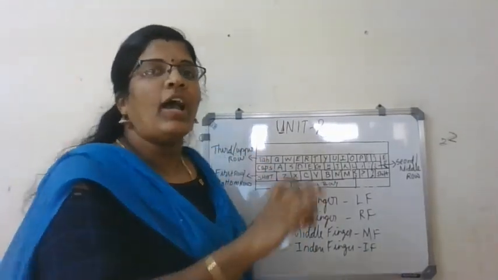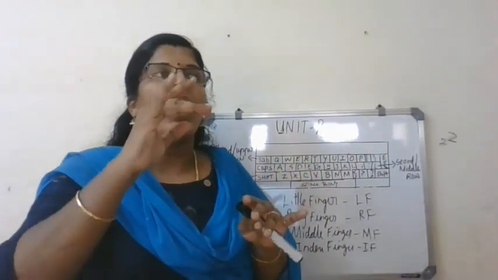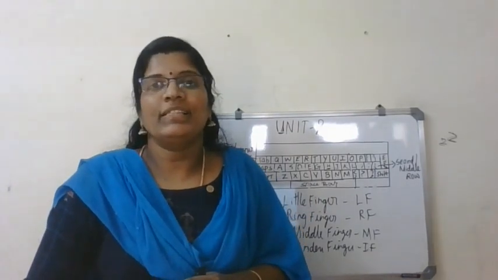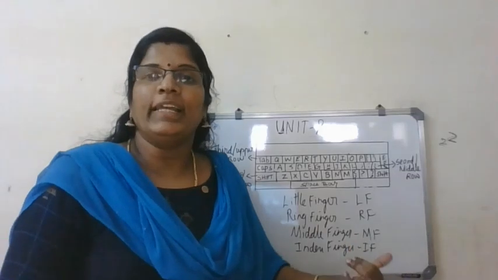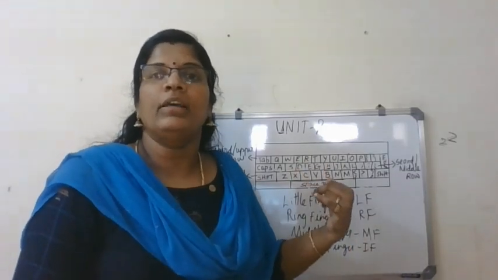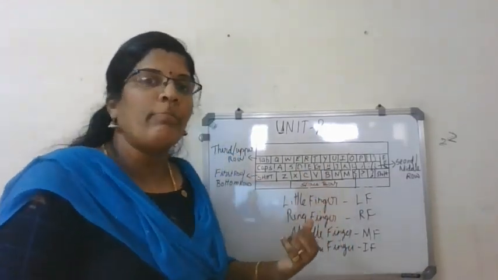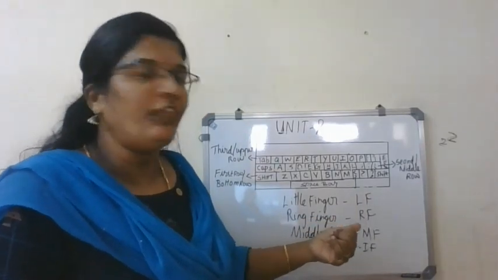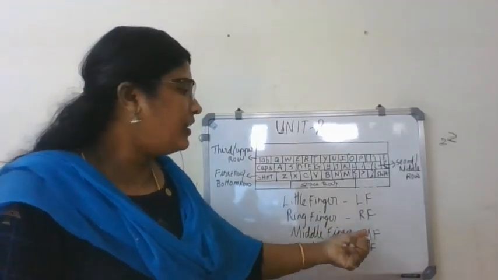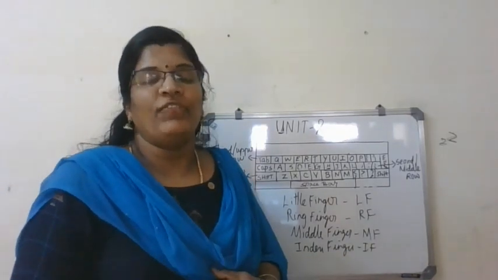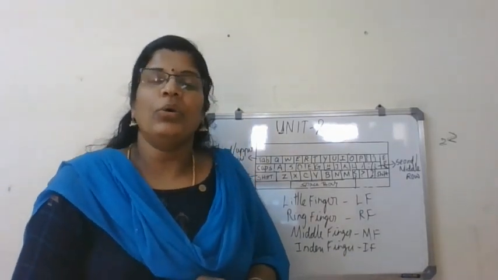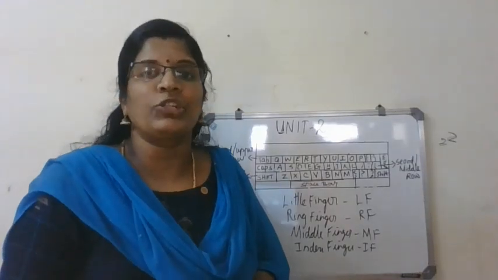Okay. So you have to use the home keys. Go up and down. You have to use it. Is it clear? So I will be using all these shortcut keys while teaching how to use the keys. So just remember that LF means little finger, RF ring finger, MF middle finger, IF index finger. Clear? Okay, let's go and see from the textbook.